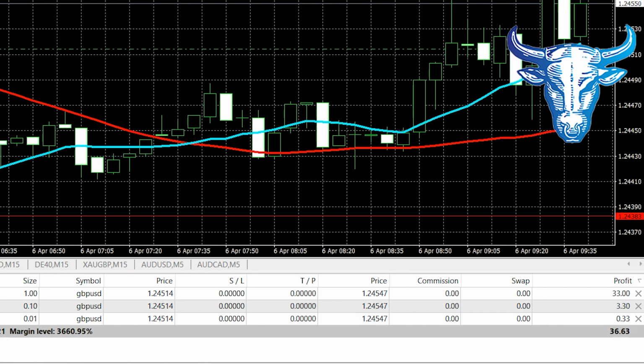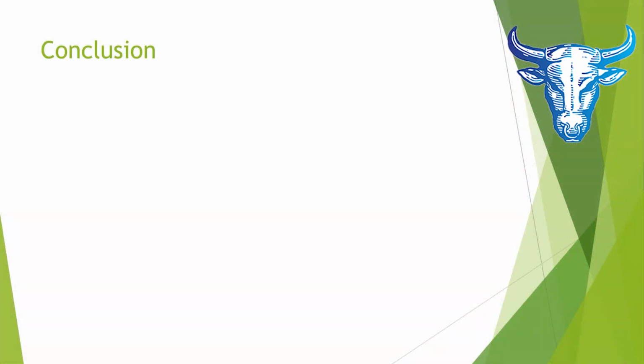And once again, we are back to my trades, and as you can see, my margin level is going up and down, depending on my trades and their losses or profit. Just want to tell you, if the margin level drops below 50%, the broker closes the biggest losing trade. So we finally reach the conclusion.